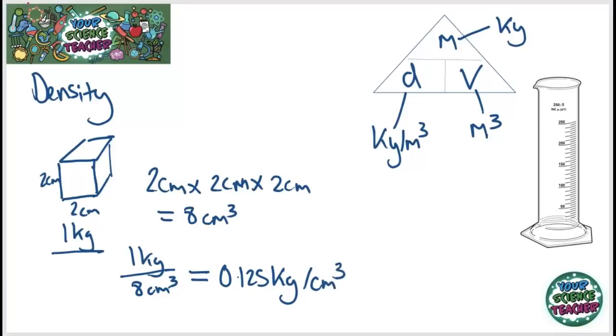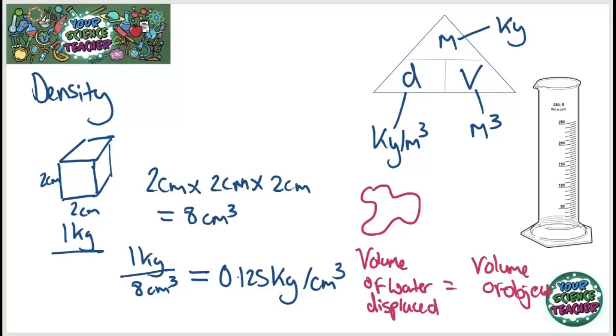However, what happens if we have an object which isn't a regular shape? For example, a rock that would have a shape something like this. How would I calculate its density? Because I can't calculate its volume by simply doing length times width times height. Well, I have to use Galileo's principle to calculate its volume. And Galileo's principle is: the volume of water displaced equals the volume of the object.